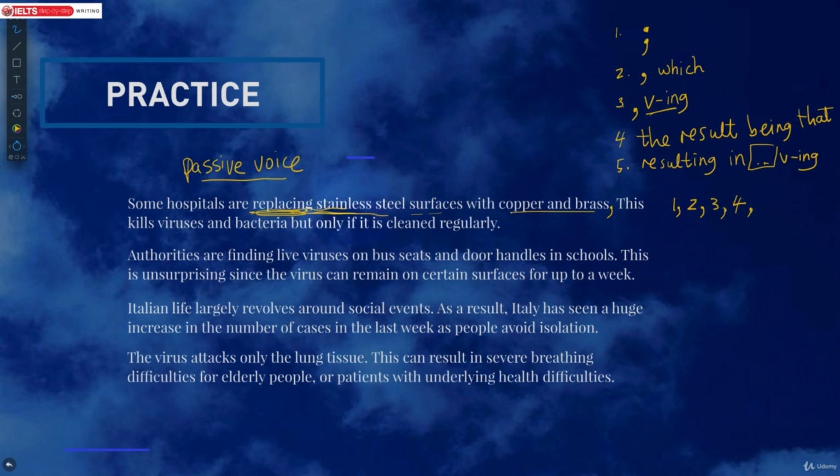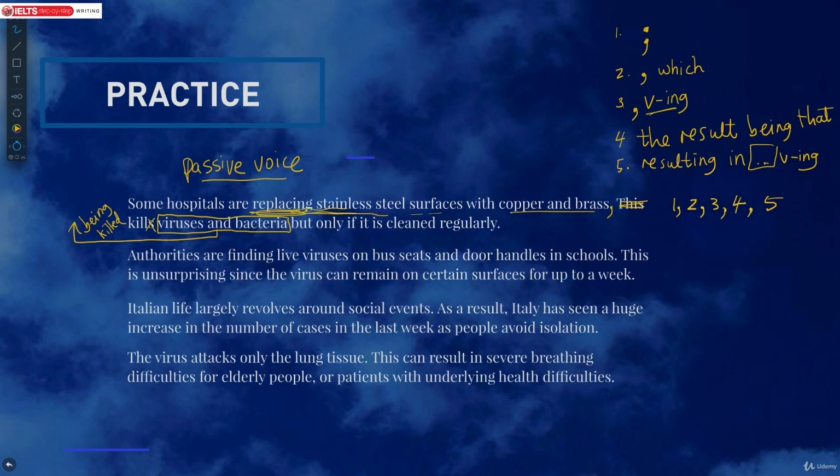So some hospitals are replacing stainless steel surfaces with copper and brass, resulting in, let's do number 5, you can say it, resulting in viruses and bacteria. Now they become the subject of the sentence. Then move over here, and then I'm going to use being, and this becomes the verb 3, killed, but only if it's cleaned regularly. So those of you who know what I'm talking about, that's another option.